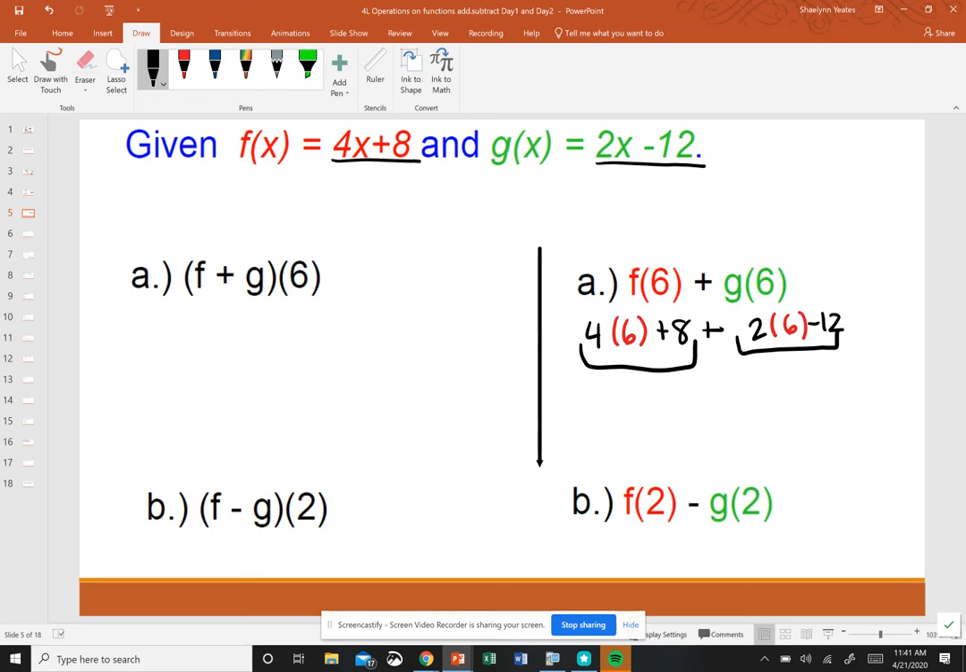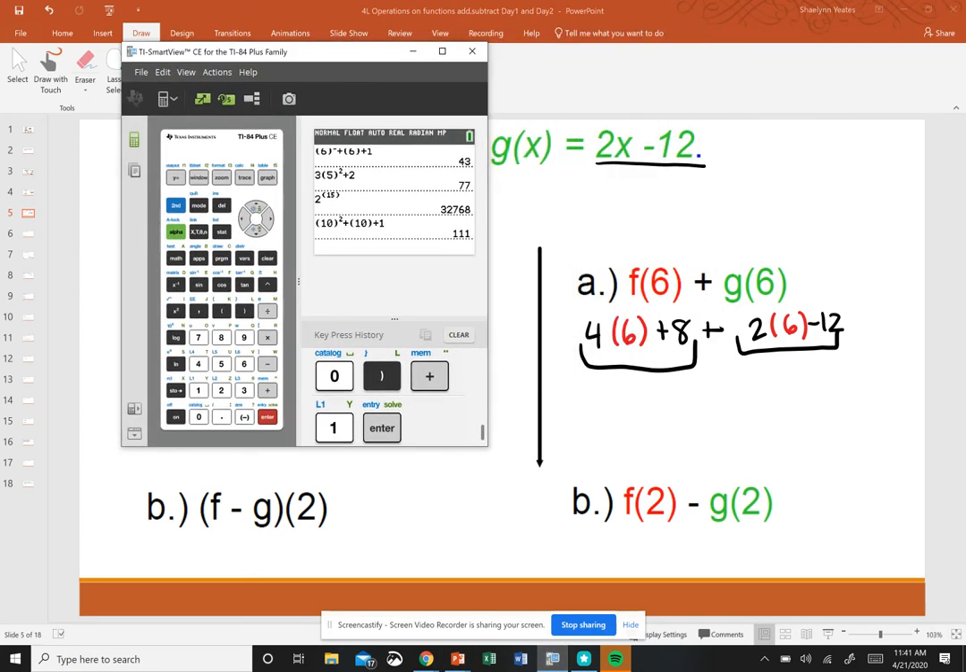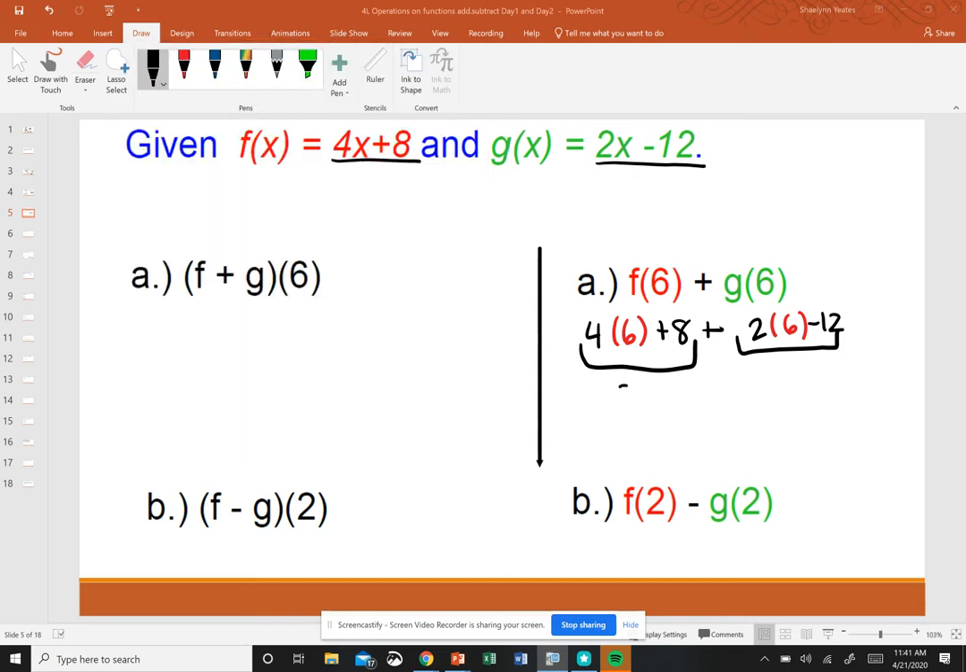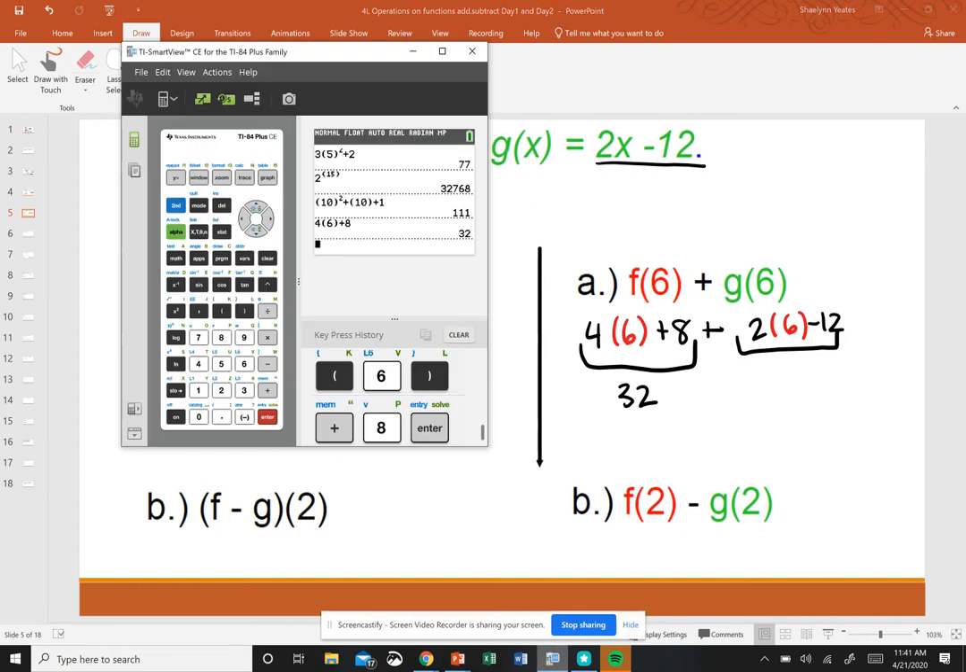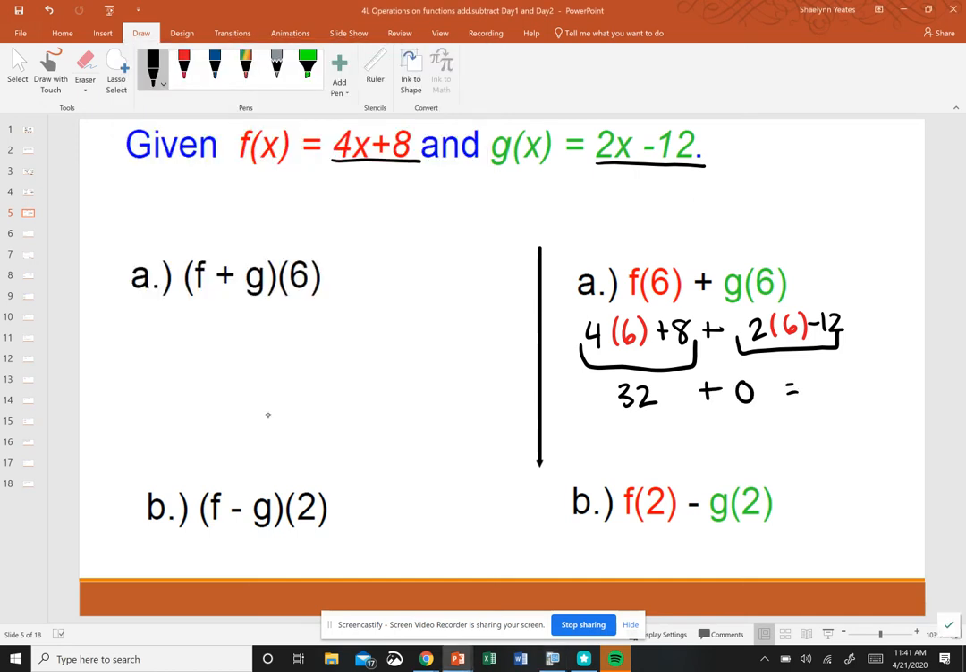Okay, so I pull out my handy-dandy calculator, and I do 4 times 6 plus 8. And I get 32. And then on the second one, I'm going to do 2 times 6 minus 12. And I get 0. So I've got 32 plus 0, and I get 32. So f plus g of 6, that's how that's read, is 32.